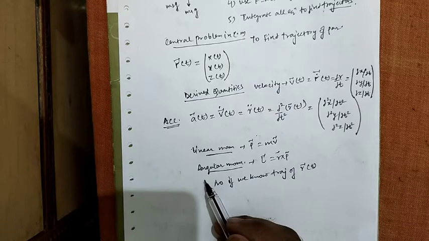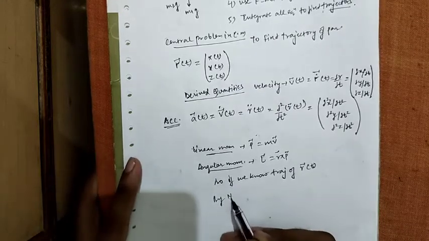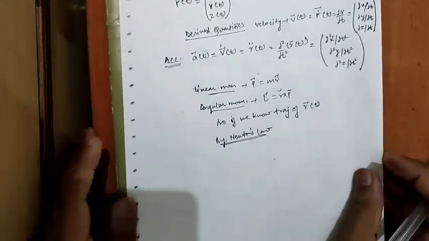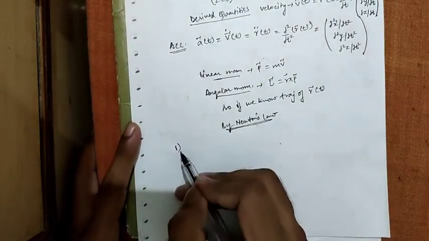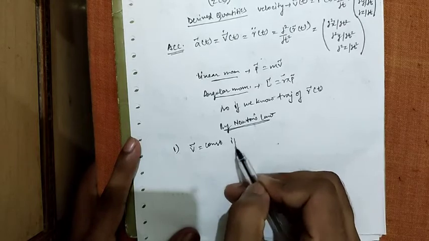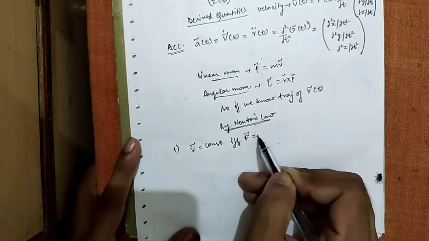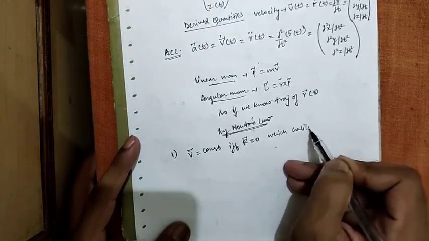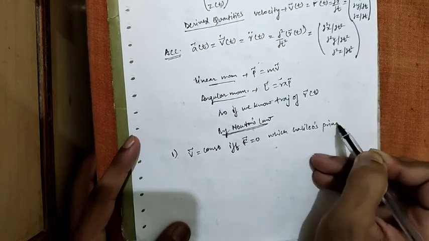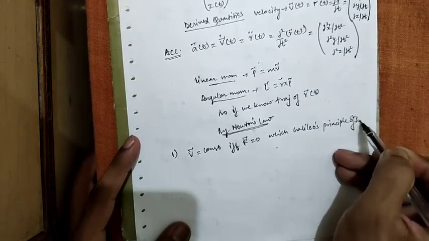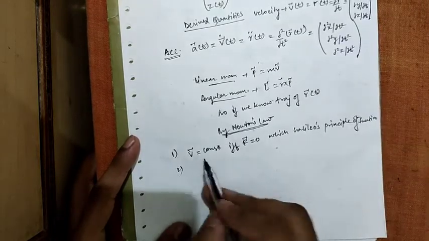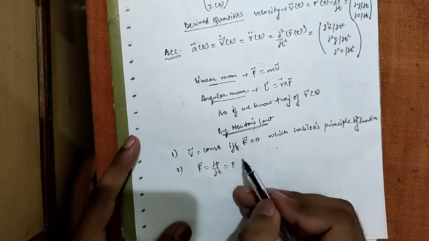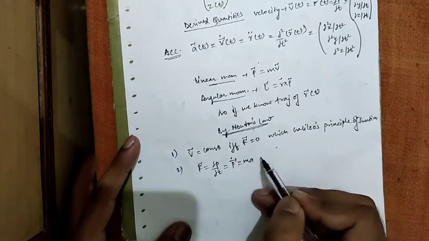So how to find this trajectory? The answer is by Newton's laws. And what are these Newton's laws? First law: you all know that v remains constant if F equals 0, which is Galileo's principle of inertia. Second law is F equals dp by dt, which we can say is p dot equals ma, where m is constant.